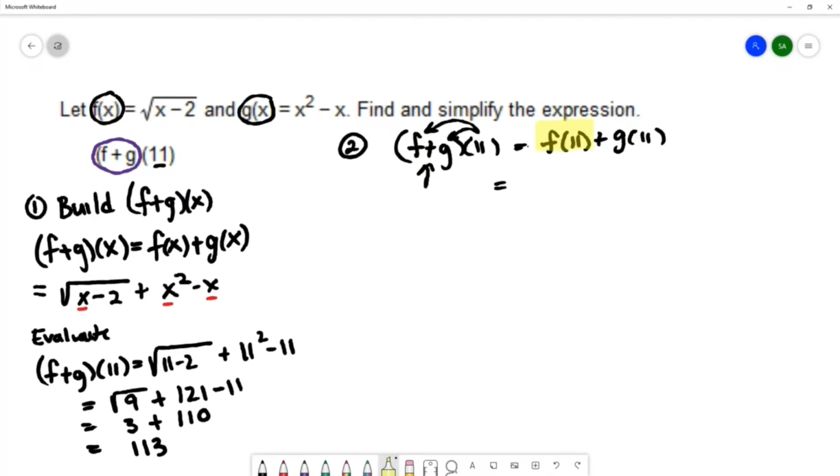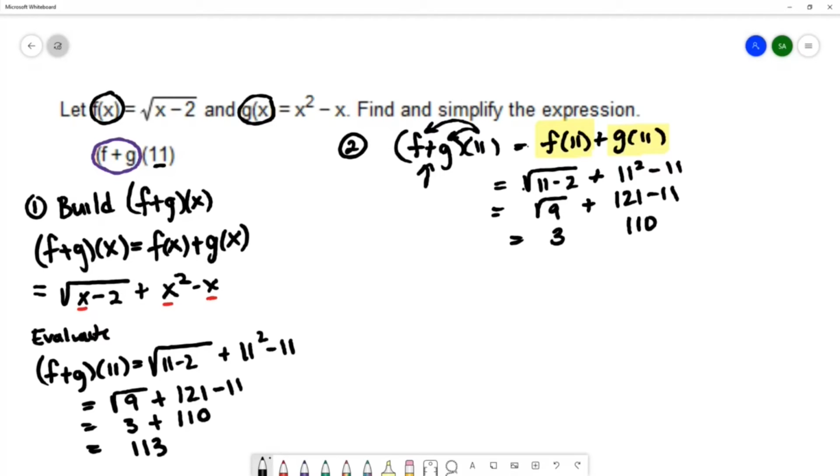F of 11 is substituting 11 into the function called f. That's square root of 11 minus 2. G of 11 is substituting 11 into the function called g. It's 11 squared minus 11. And then we want to add those answers together. Square root of 11 minus 2, that's square root of 9. 11 squared is 121. 121 minus 11 would be 110. Square root of 9 is 3.